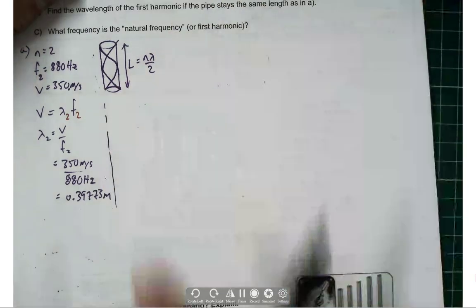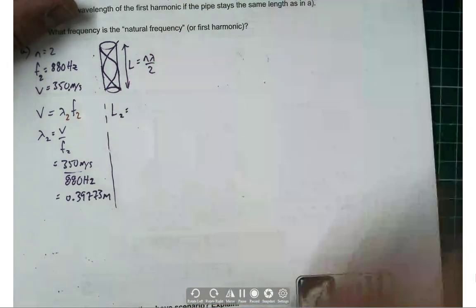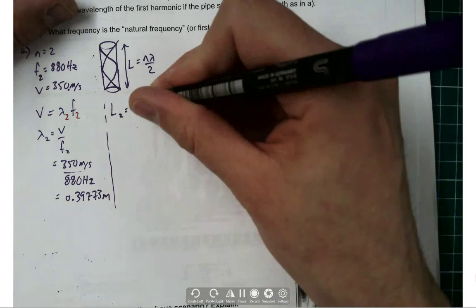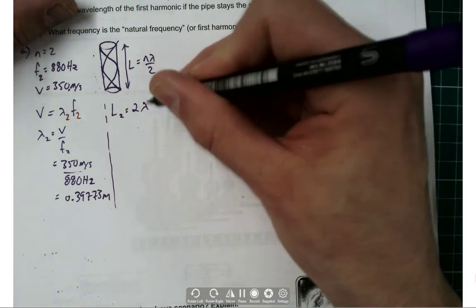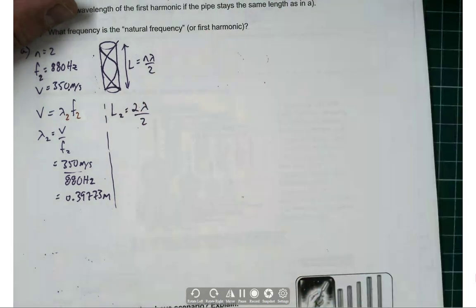But then I say, if I want to know the length of this pipe, then we say, okay, well, L2, playing the second harmonic, that 2 is just to remind me that I'm playing the second harmonic. L2, because the pipe didn't change length, it's just a reminder for me. L2 is equal to 2 times lambda over 2. Well, don't those two 2's cancel out?